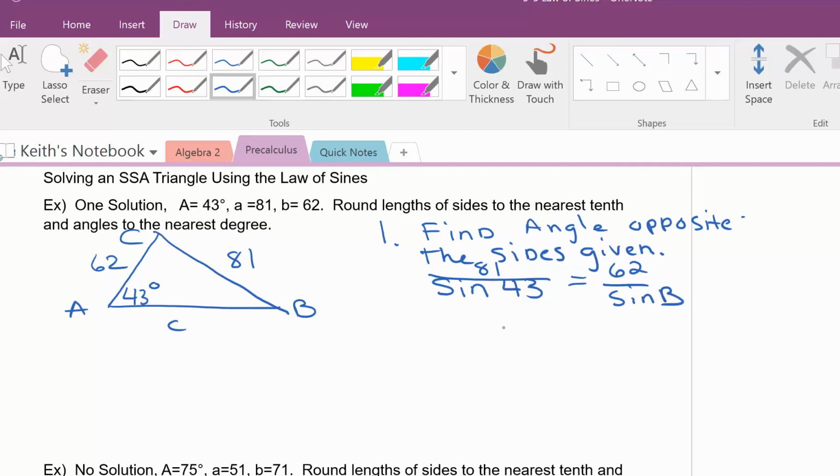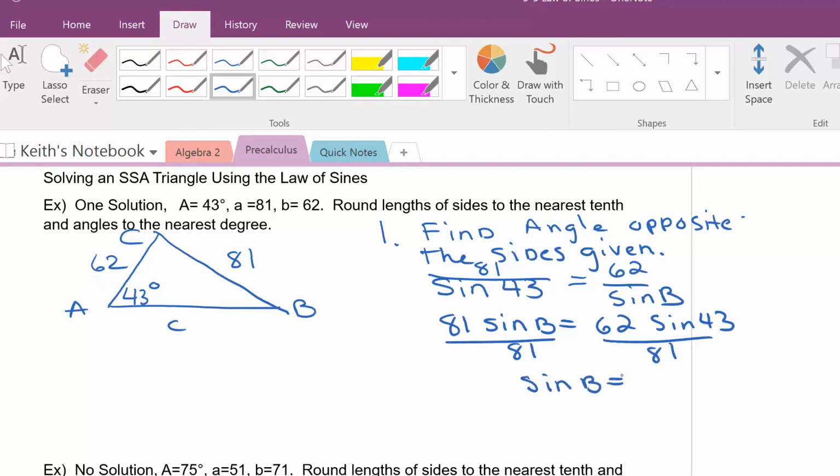Then you're going to cross multiply. So you get 81 sine B equals 62 sine 43. And then divide by 81. So you get sine B equals 0.522. So then B is going to be sine inverse 0.522 on your calculator. So B would be approximately 31 degrees.